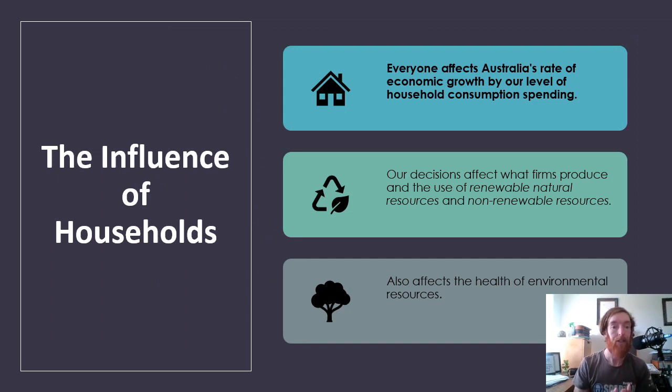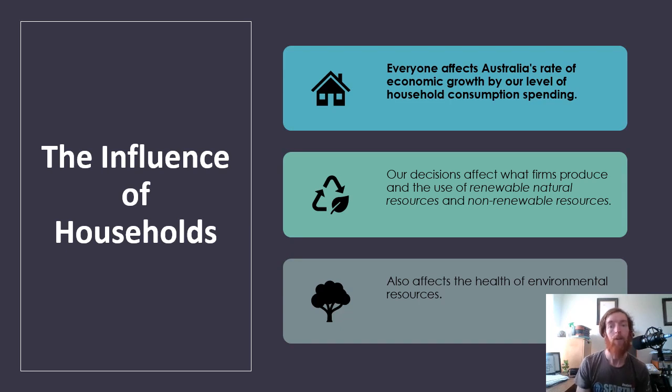So for these last few slides, we're going to look at how certain different stakeholders influence economic growth. So firstly, the influence of households. Everyone affects Australia's rate of economic growth by our level of household consumption spending. So if every household in Australia suddenly stopped spending, businesses would just close down and we wouldn't have anything. We wouldn't produce anymore. And the economy would go into free fall. There'd probably be just chaos.